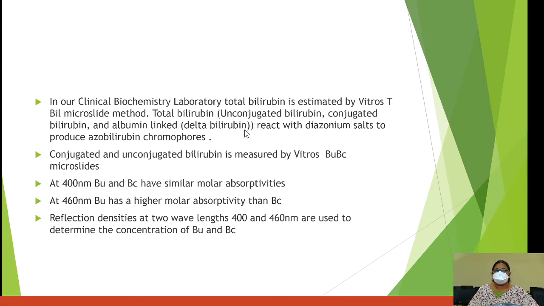All these fractions react with diazonium salts to produce azobilirubin chromophores. So the total bilirubin is estimated by modification of this van den Bergh reagent in the microslide method, and the same azobilirubin chromophores are formed, and from the intensity of the color we are estimating the amount of total bilirubin.